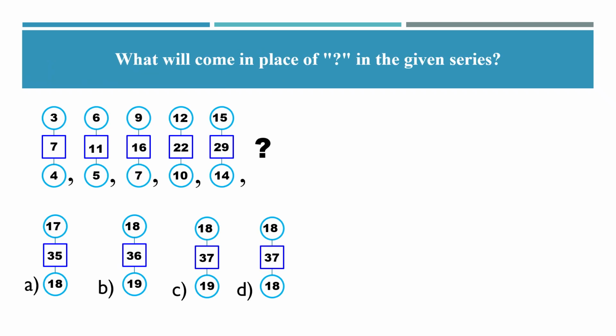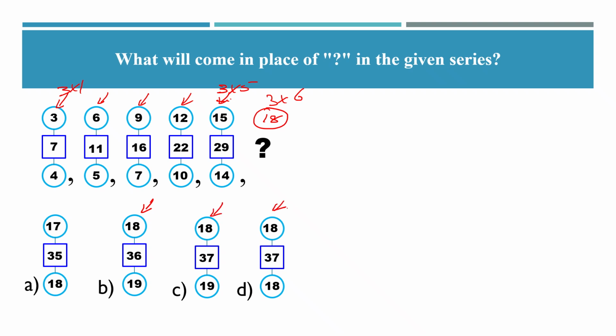And the first question for the day is, as on the screen, what will come in place of the question mark in the given series? So let's understand the pattern first. As you see here, we have multiples of 3: 3 times 1, 3 times 5 is 15. So the next number, obviously, would be 3 times 6, which is 18. And as you see, we have 3 18s.